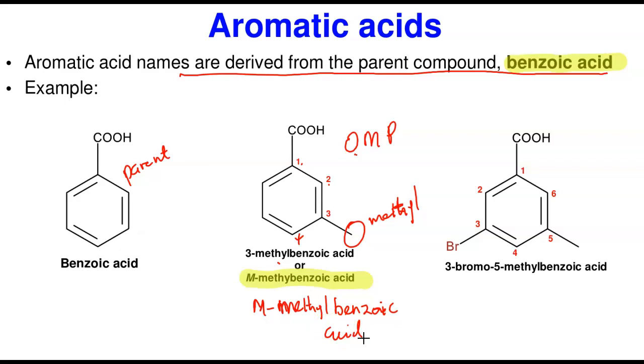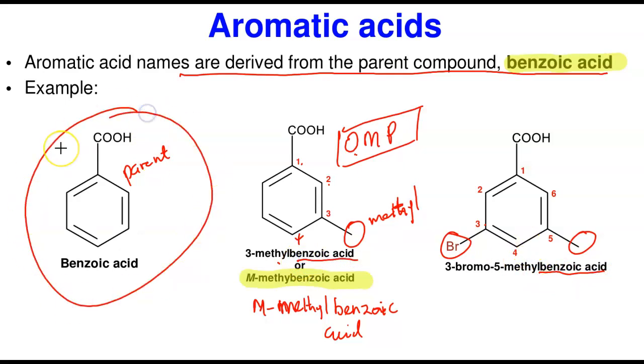All right, so we go to the next one. Of course, you cannot use the OMP when you have more than 2 attachments, like we have here. Here we have a methyl group and a bromine group. We're going to count 1, 2, 3, 4, 5, 6. So this is going to be 3-bromo, bromine in carbon number 3, then 5-methyl benzoic acid. And again, all of them end in benzoic acid, because they are all derived from this guy. Do not forget that. Let's take some more.